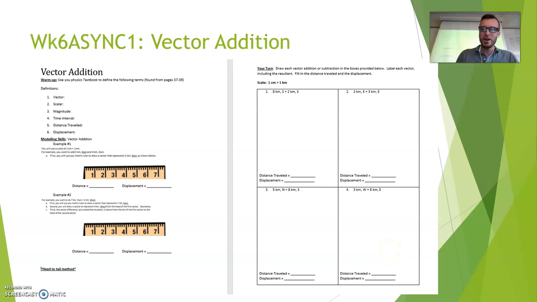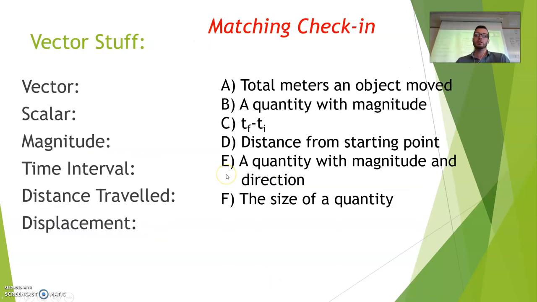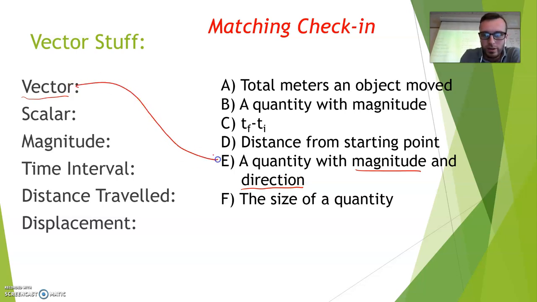Today, your lesson is about vector addition. A vector is something that has both magnitude and direction. So let's do a quick hit to see if you remember what all this stuff is. Let's match them up. A vector. We got a quantity with both magnitude and direction. Oh yeah, so that one's going to go there.